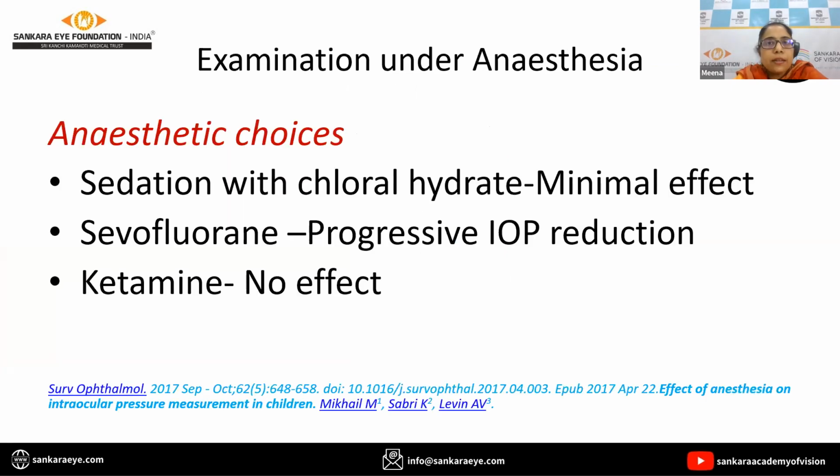Now, when we talk about examination under anesthesia, there are certain perspectives about anesthetic choices. Most of the time, we use sevoflurane, which causes a progressive IOP reduction. Some people use sedation with chloral hydrate, and ketamine usually doesn't have much of an effect on the IOP. So we should understand the effect of anesthesia on the IOP when we do examination under anesthesia.